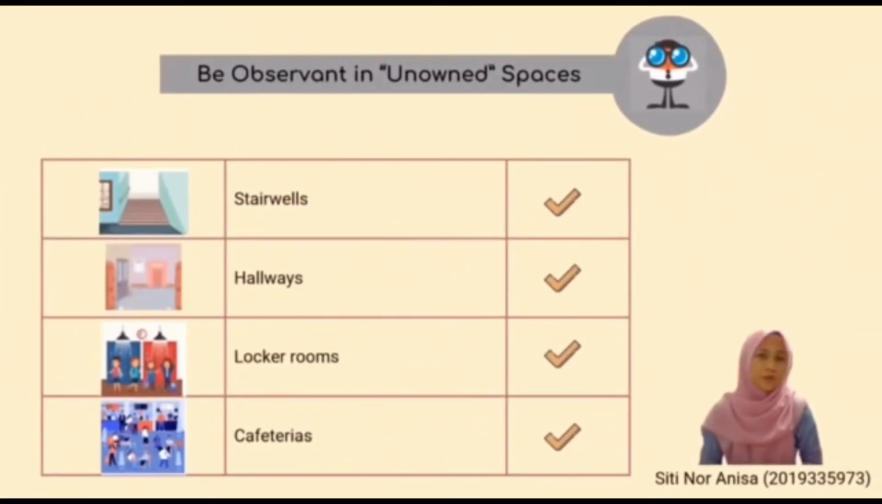Therefore, in order to be aware of the warning signs of violence, teachers need to be observant in unsupervised spaces where violence incidents are most likely to happen, which are stairwells, hallways, locker rooms, and cafeterias. This is because at these places, students usually hang out with their gangs. While observing the students, the teachers need to make eye contact whenever passing a student. By doing this, students will feel that they are always being watched and will be hesitant to do something wrong, especially violent actions.